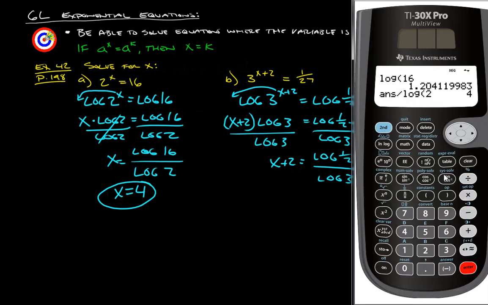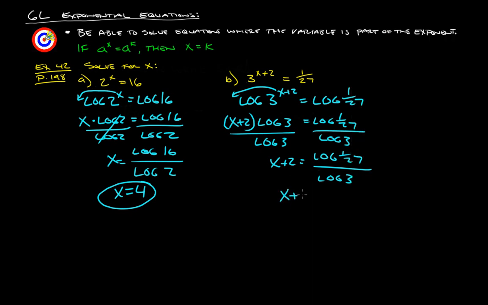Okay, so let's pull our calculator back up again and try that one out. So we'll do log of 1 divided by 27. I'm going to close my parentheses to make sure that it takes the log of 1/27th. And that gives us negative 1.4 and so on. And we're going to divide that answer by the log of 3. Okay, and we hit enter, and that gives us that x plus 2 equals negative 3.